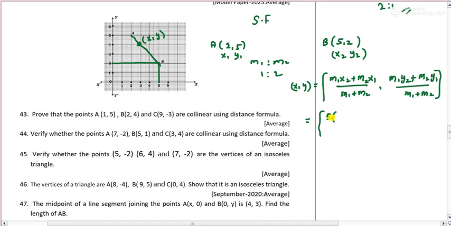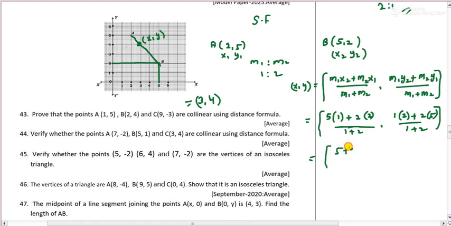While writing, write it in brackets. 3 comma 4. Okay, so one of you has got 3 comma 4. Others, can you try? m1 x2 plus m2 x1, with 1 plus 2. Just one step: 5 ones are 5, 5 plus 4 divided by 3, 2 plus 10 divided by 3. So 9 by 3, and here it is 12 by 3. So 3 3s are 9, 3 4s are 12. This is the correct answer, right? Have you all got it?